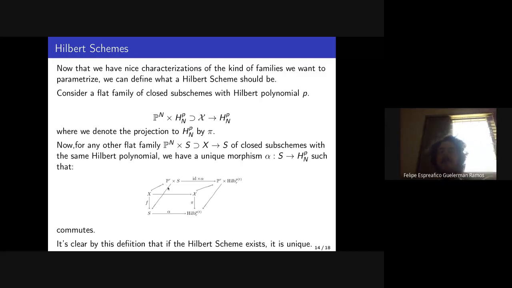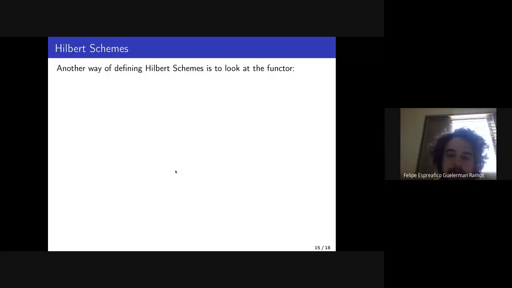And I mean, as we defined it by this universal property, it has to be unique, right? Because these morphisms are unique. So if we have two different Hilbert schemes, we would have morphisms alpha and beta going from one to the other and the other to the one. And then by this commutativity, they would be inverses. It's a standard argument for this kind of property.